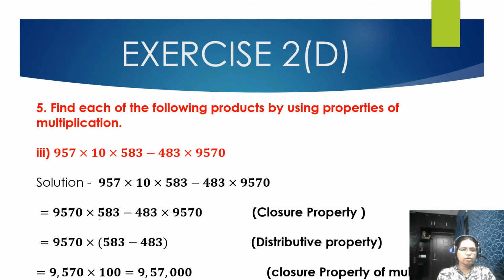So we get 957 multiplied by 10 multiplied by 583 minus 483 multiplied by 9570 equal to 9,57,000.